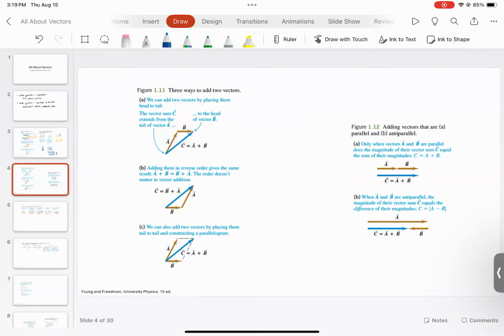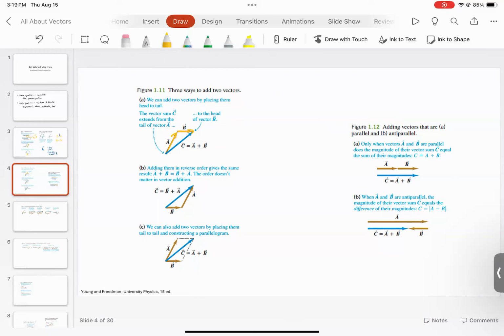Since vectors require not just magnitude but also direction, hindi straightforward yung pag-add ng mga vectors. So we can add vectors graphically. Okay. So this is the first way of adding vectors graphically. So if we have vector A, which we can see here, and then vector B, you can see here.